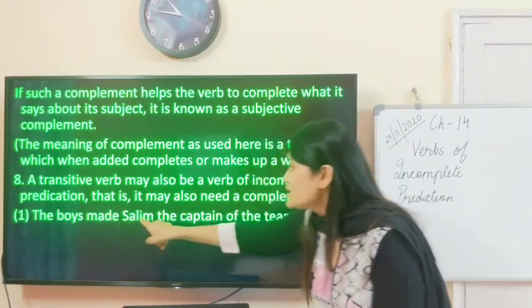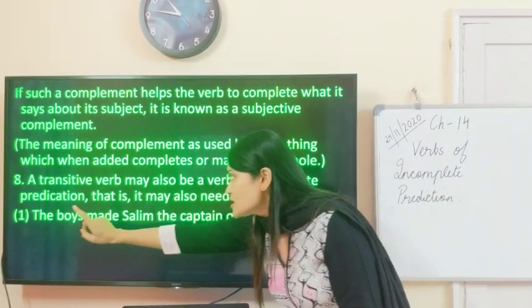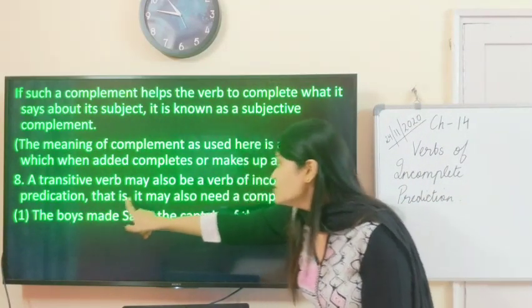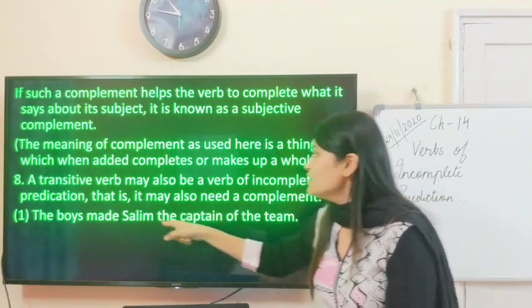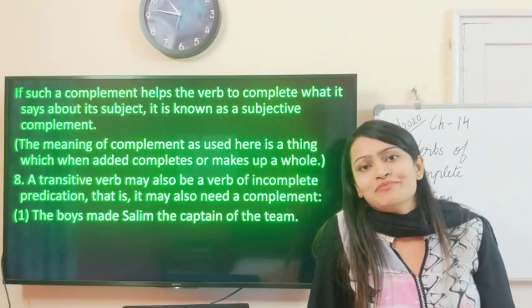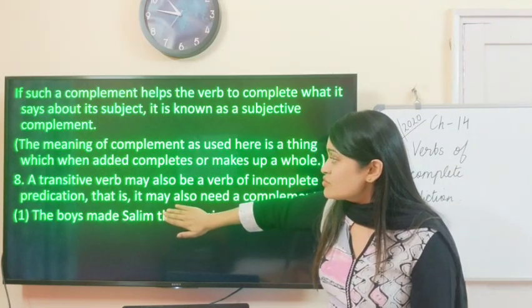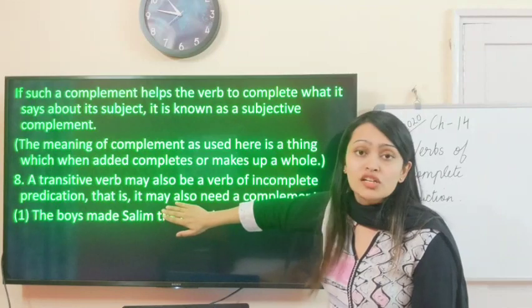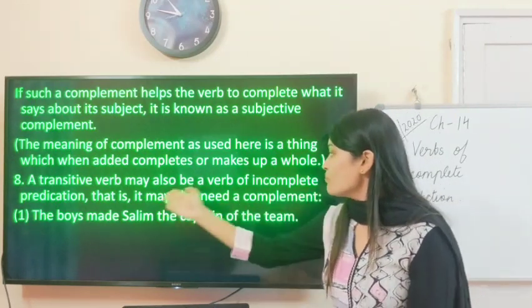Okay. So there are such examples also. The boys made Salim the captain of the team. The boys, subject, made, verb, Salim, object. Now what do we require? The captain of the team. Okay, the boys made Salim. We have the subject, we have the verb, we have the object, but not making complete sense. What do we require? We require this complement.